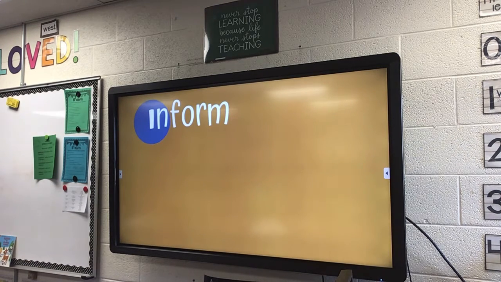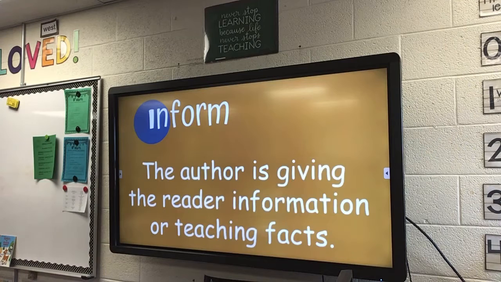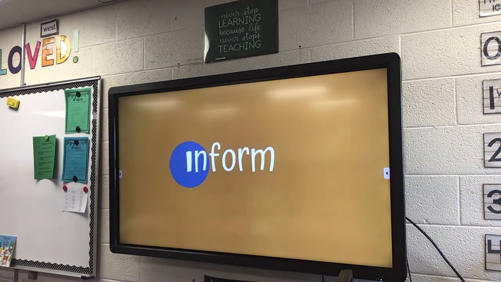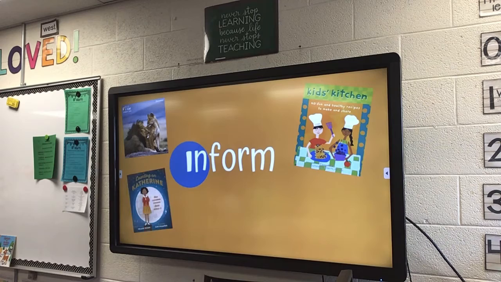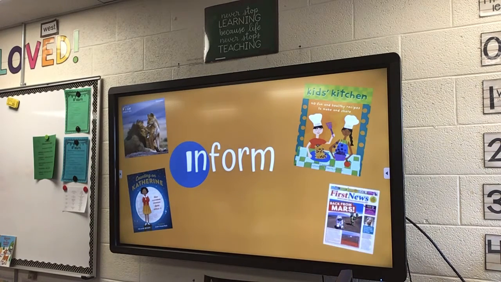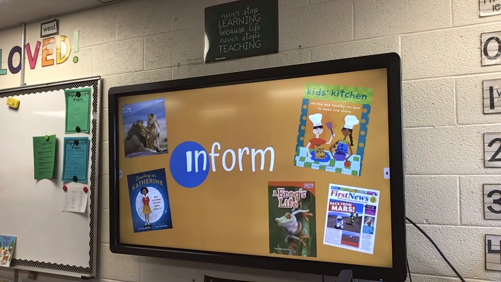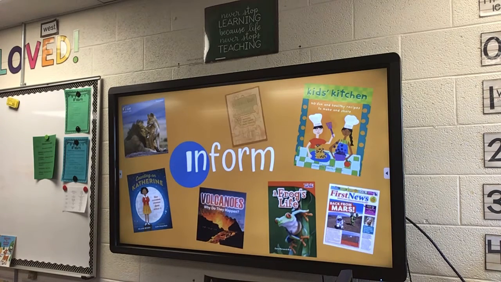Authors also write to inform. This means that the author is giving the reader information or teaching facts. Documentary and nonfiction TV can inform viewers about a topic. Recipes or how-to books, biographies, newspapers and magazines, nonfiction books about specific topics. These are all examples in which the author's purpose is to inform.